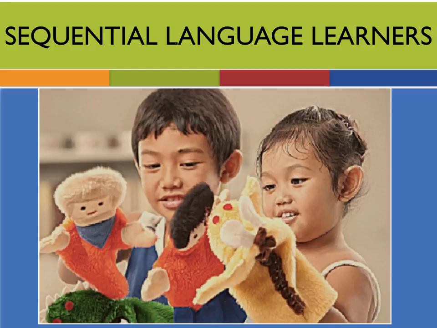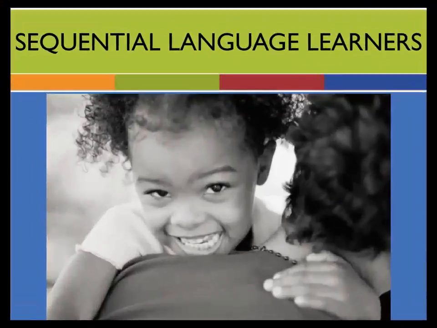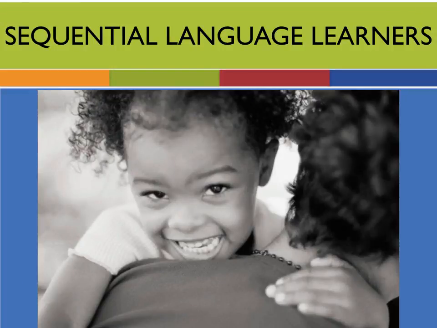These children are what we call sequential second language learners. That is, they are learning a second language after being exposed to their home language. The brain is organized differently in sequential dual language learners as compared to children who speak only one language or those who have learned 2 or more languages at the same time from birth.